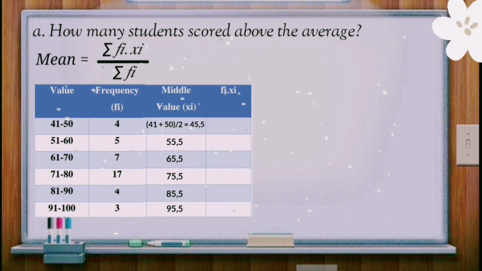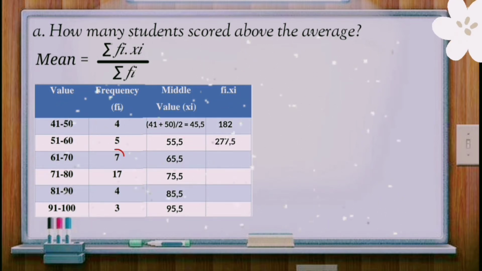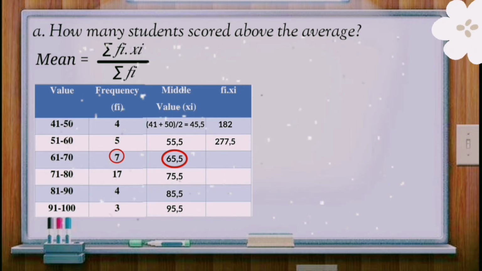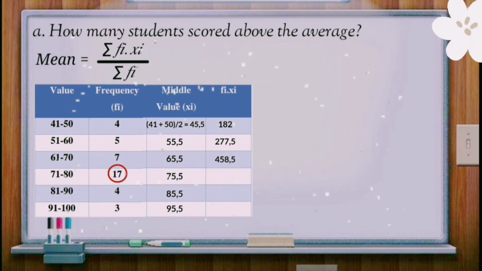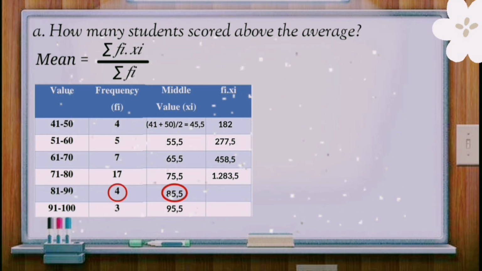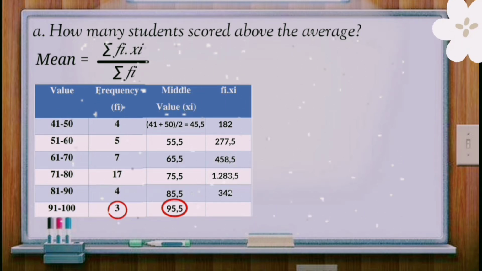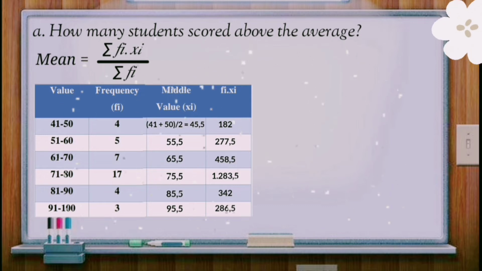The next step is to determine the value of Fi times Xi, or frequency times the middle value. 4 times 45.5 equals 182. 5 times 55.5 equals 277.5. 7 times 65.5 equals 458.5. 17 times 75.5 equals 1283.5. 4 times 85.5 equals 342. And finally, 3 times 95.5 equals 286.5.